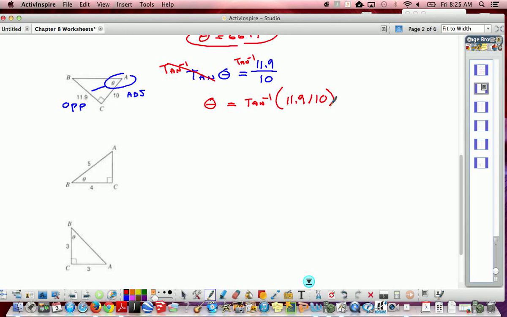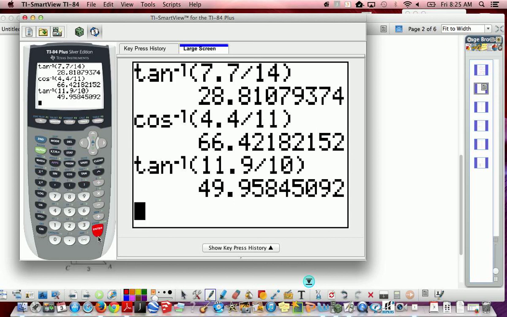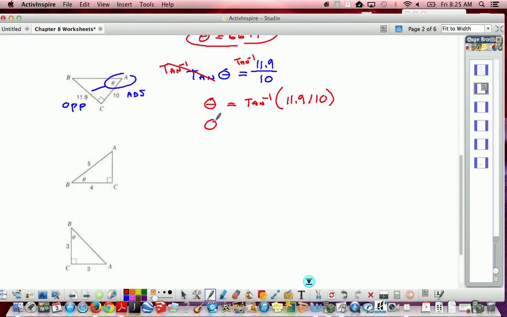So calculator time, tan inverse 11.9 divided by 10. Go ahead and hit enter. 49.958. This is another one of those double rounders. The 5 causes this to become 0, or 10, which causes 49 to become 50. So theta ends up being 50.0 degrees. Again, I like to put that 0 at the end to note that the answer has been rounded.